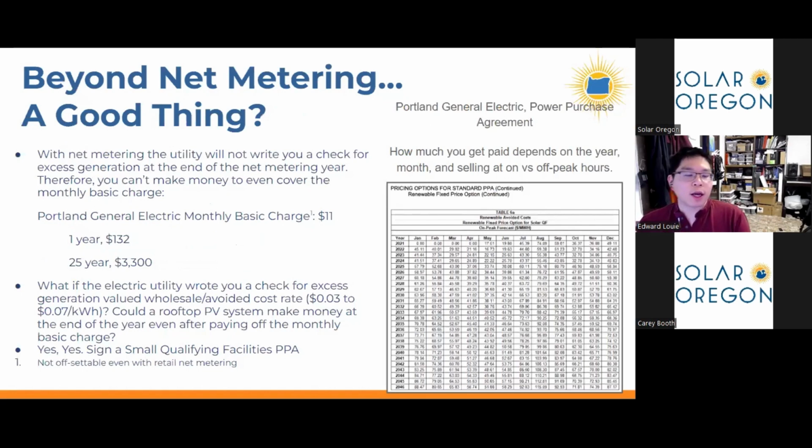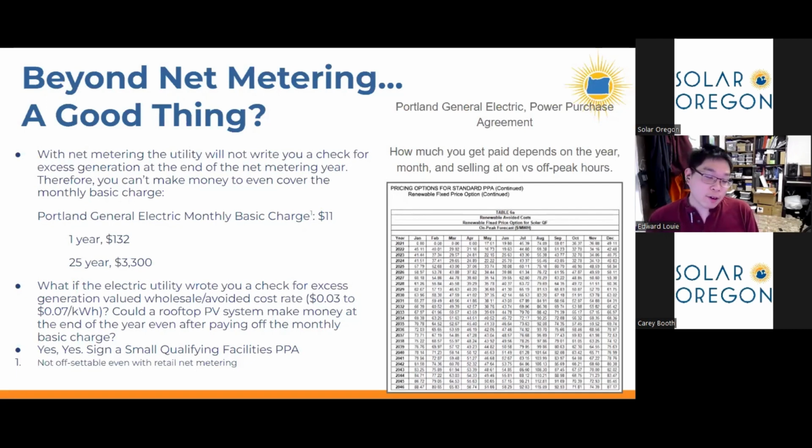Right now, if you wanted to, Oregon does allow you, instead of doing net metering, to sign up your solar system as a small qualifying facility. That is where they will write you a check for the wholesale generation value of the solar energy that you send off to the grid. As I showed in the previous slide, and it's also in this table, it is somewhere around 3 to 7 cents. So it's nowhere close to retail rate.